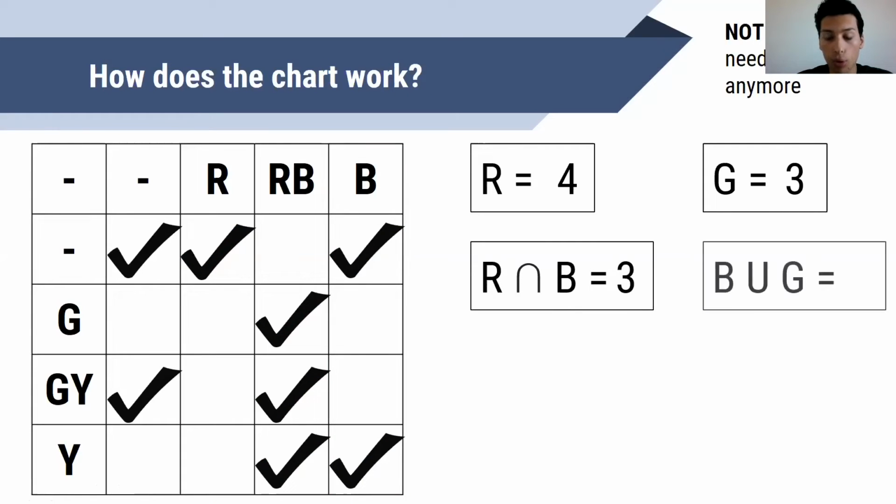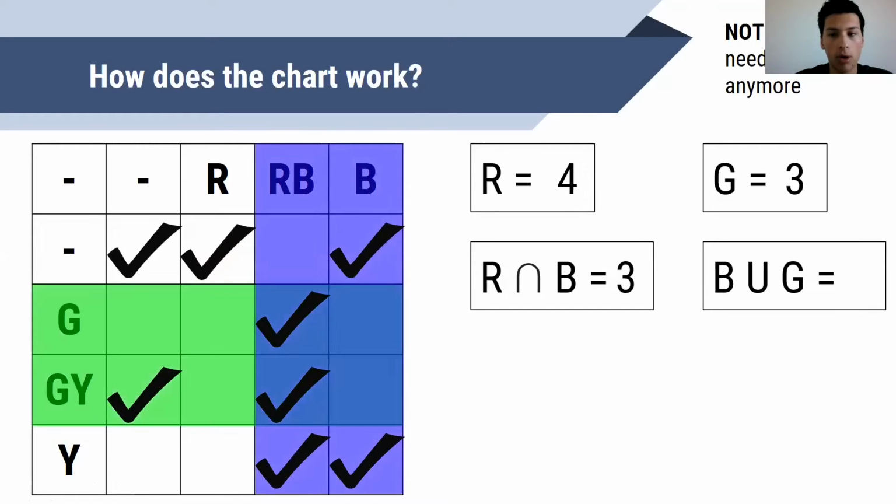Next is blue or green. So blue or green, or you could call it blue union green. Blue or green is how I say it. So any card that has blue or green is 1, 2, 3, 4, 5, 6 there. So the answer to this is 6.